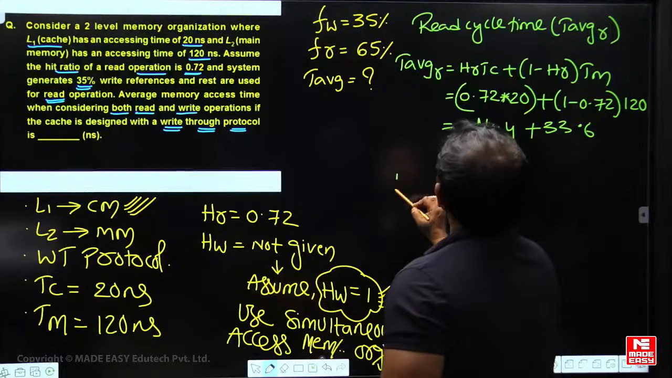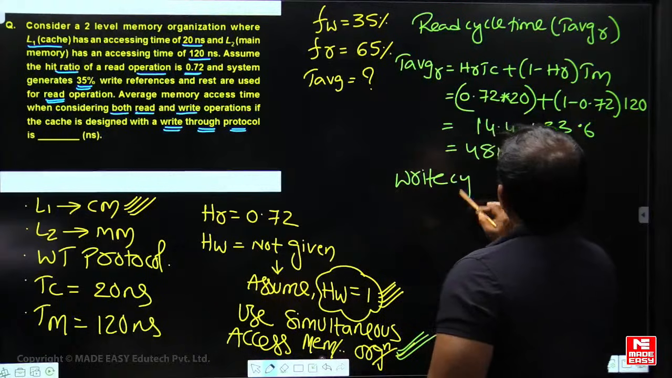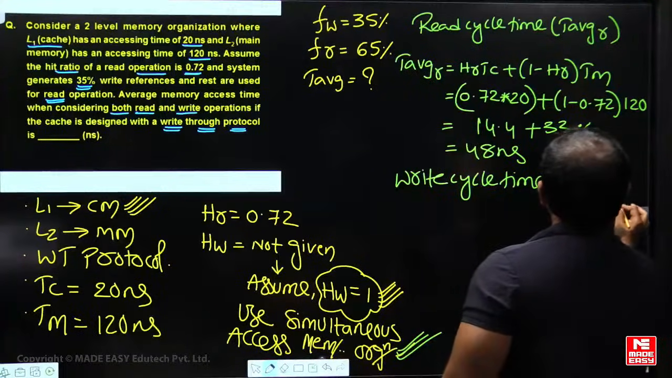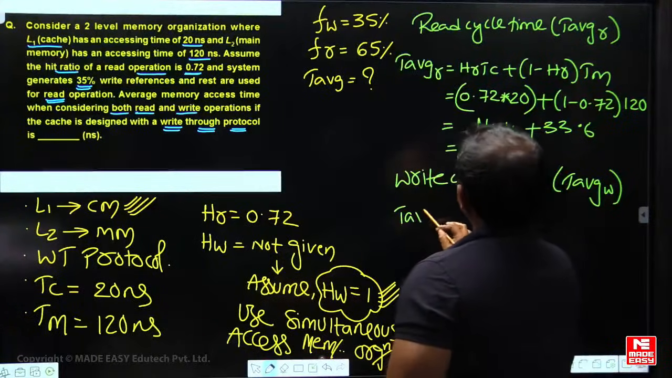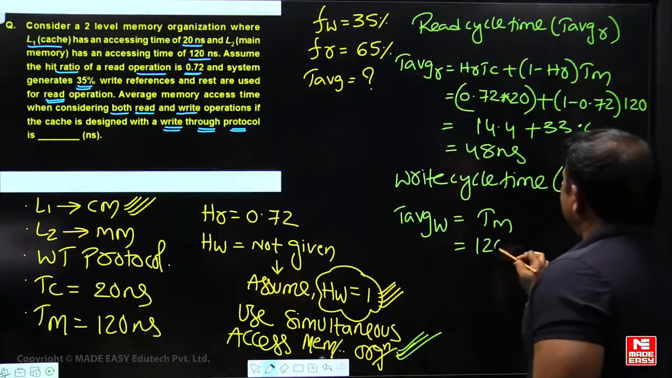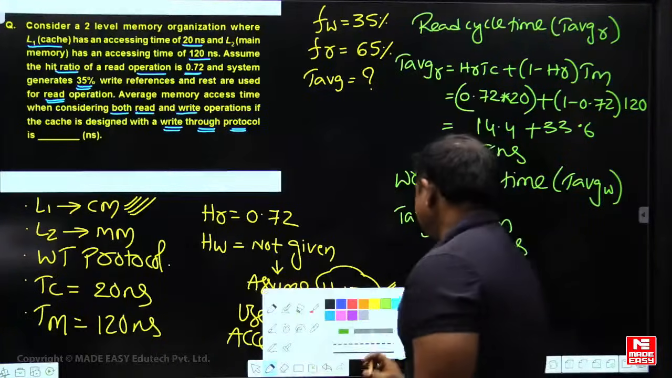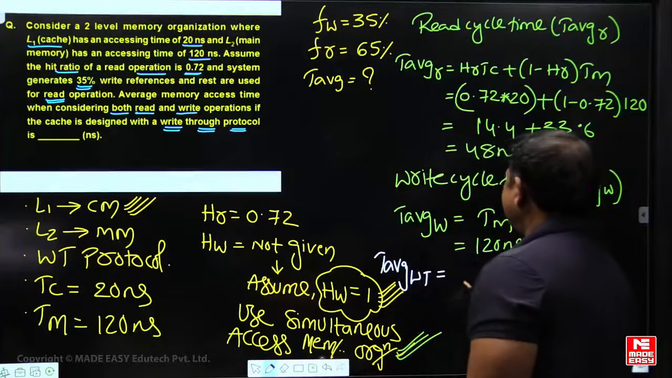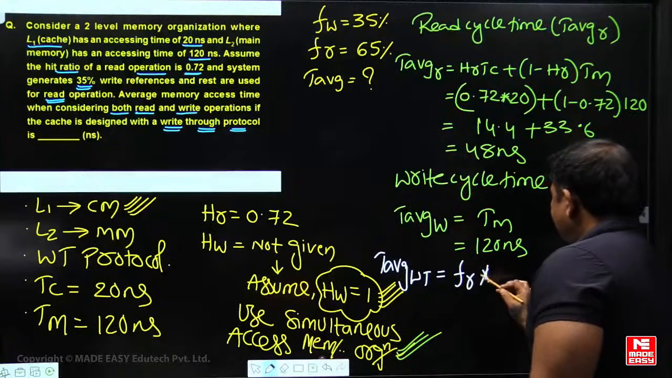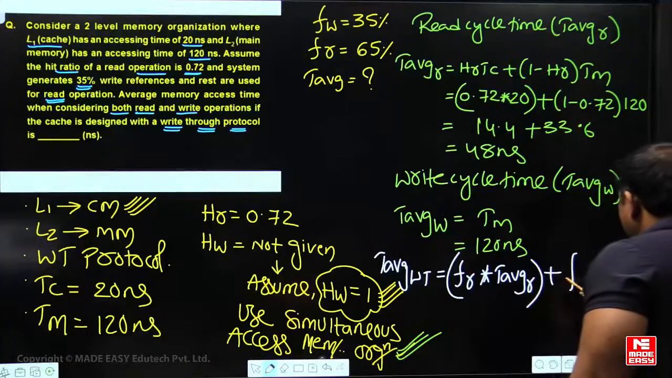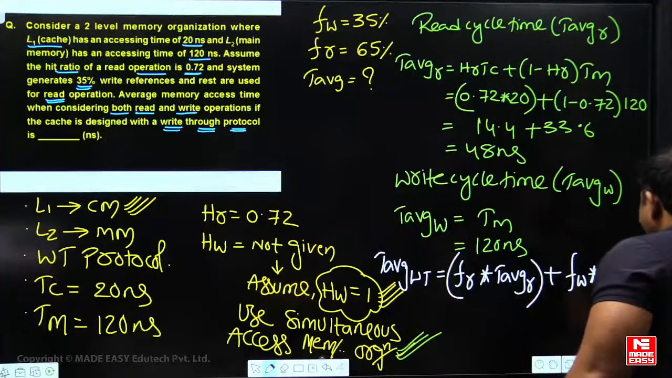Next, T average write cycle time. Write cycle time T average of write is equal to only TM, since simultaneous write operation, maximum time 120 nanoseconds. Therefore, T average of write-through protocol considering read and write is frequency of read into read cycle time plus frequency of write into write cycle time, formula.